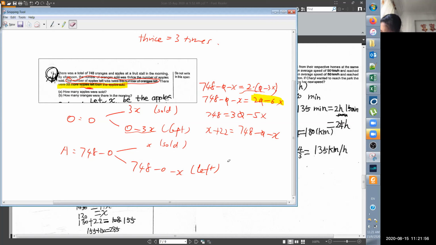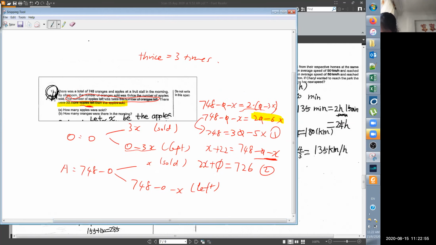Okay. Then let me see. So this one is from here, right? Okay, good. This is my equation 1. Then my equation 2 will be, I try to put all this to that side. So I will get 748 is equal to, okay, so this I bring over, I will get 2x. This bring it over, so minus will be plus. And then 748 minus 22 is 726. Okay, this is equation 2. So once I have this, then I can actually get my x and my O already. Okay, so let me do it here.